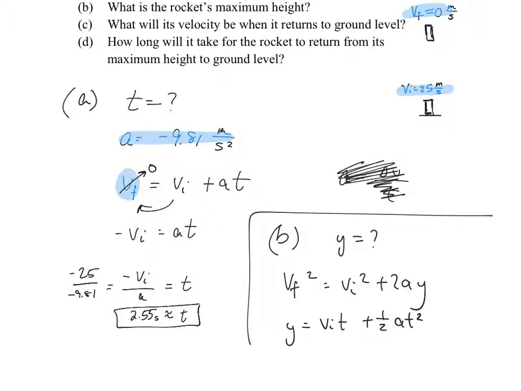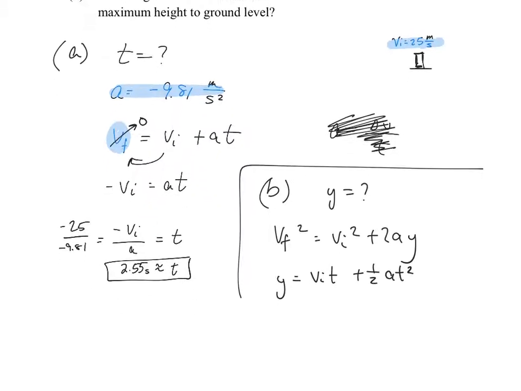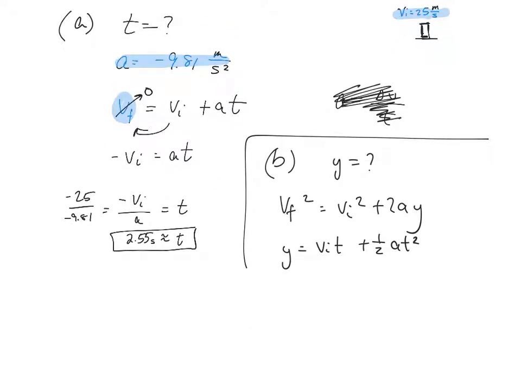So let's do this. Ready? Since Katie recognized the first one, this half of the room, use the first formula, please. You guys over here, use the first formula only, please. VF squared equals VI squared plus 2AY. Plug in your givens and solve for Y. Come up with an answer. Over here, do it with the second formula. Okay, VIT plus 1/2 AT squared. I'll do it for both. Again, we're only looking at the first half of the trip. The rocket has not come back to the ground yet. So VF is still 0 for those.